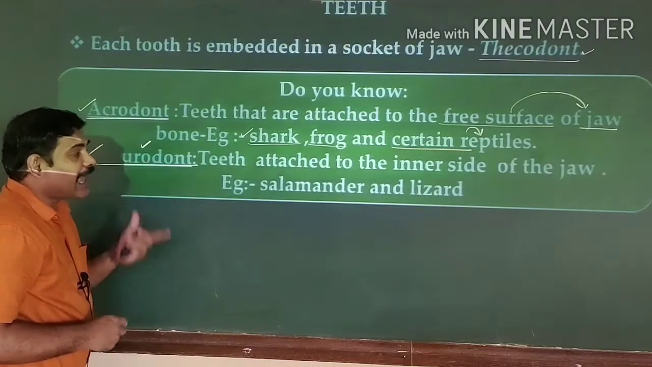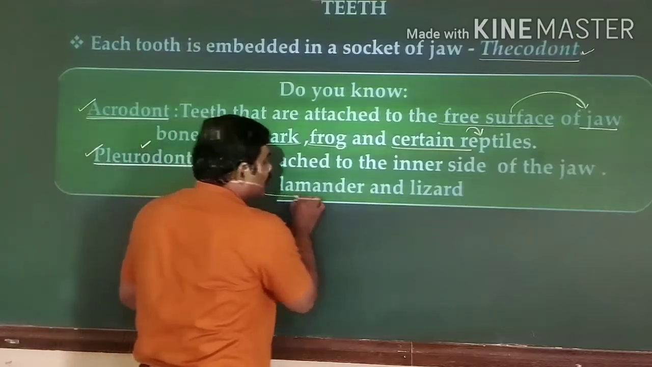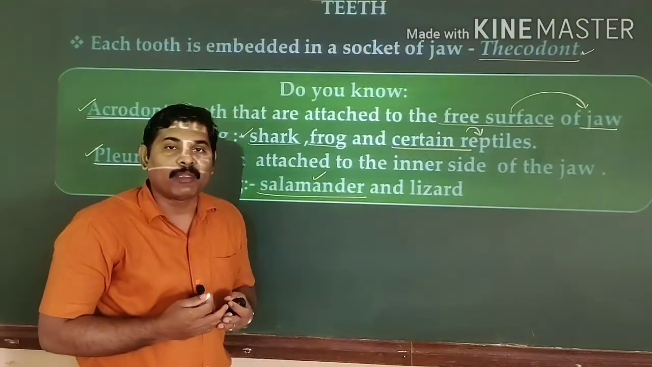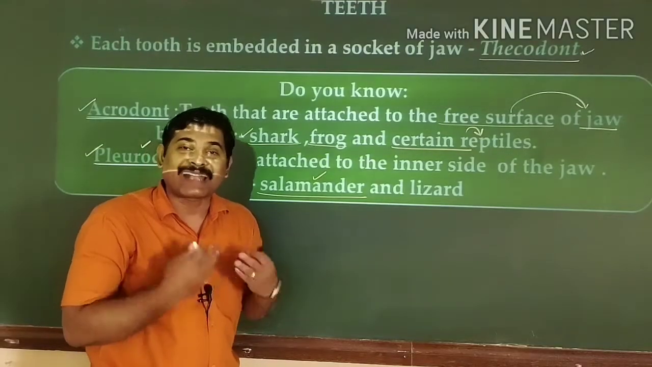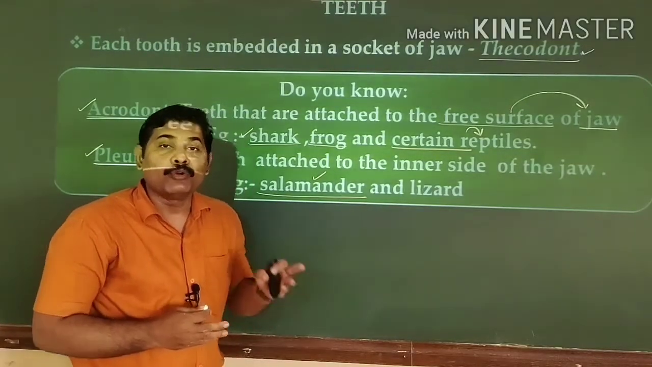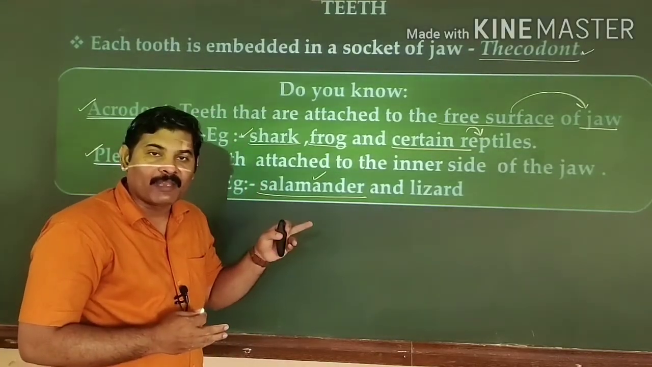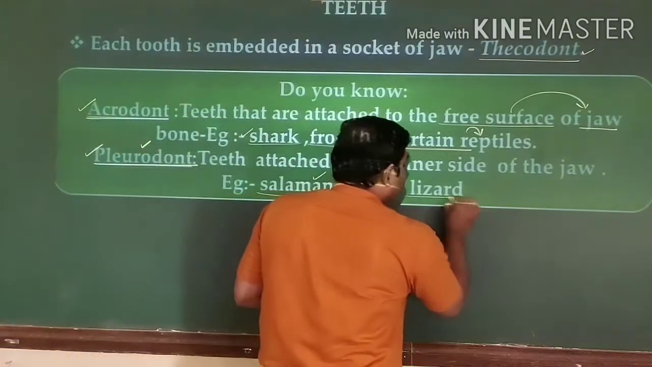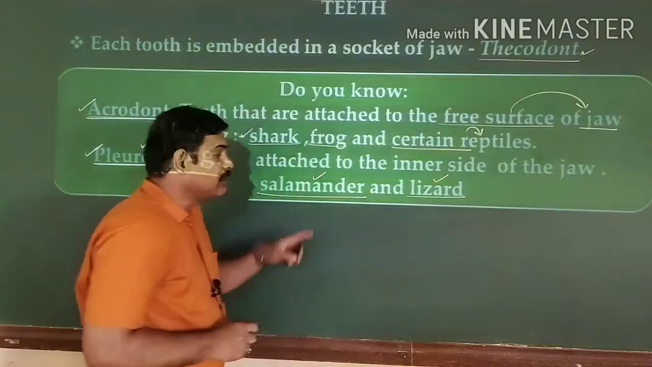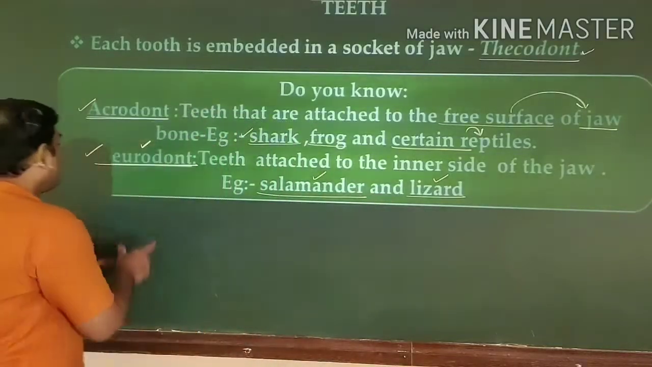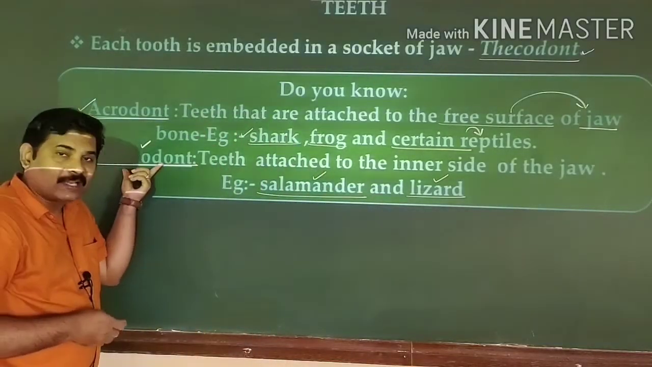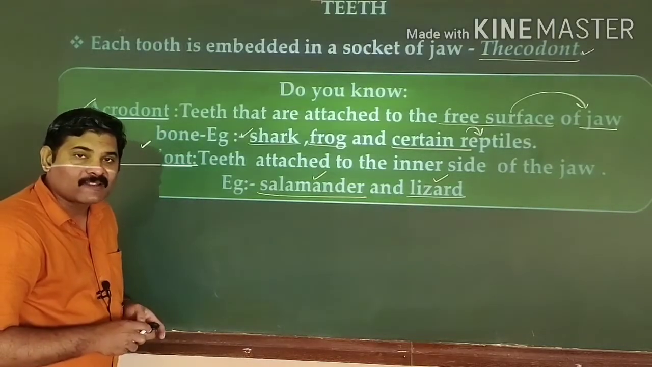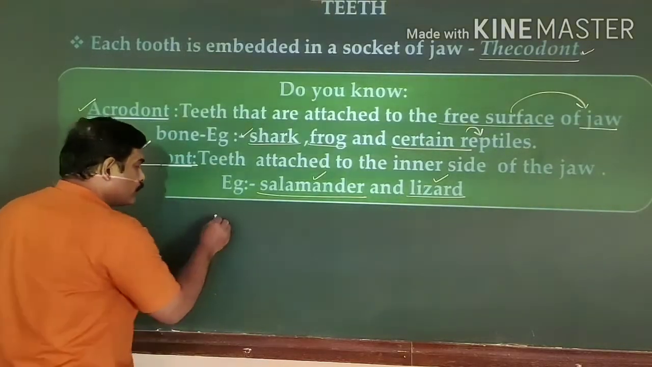And for this, an example is the salamander, an amphibian. Whenever we study the amphibians and want to give examples, we go with the frog as one amphibian, whereas the second one is the salamander. The second animal is the lizard. In these two, you can find pleurodont dentition. I will give a diagrammatic explanation for these three, so it will be more clear to you.